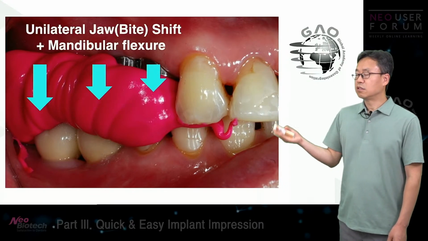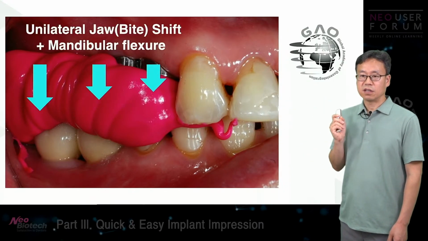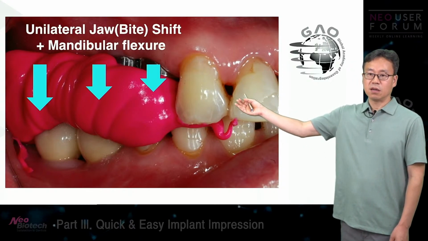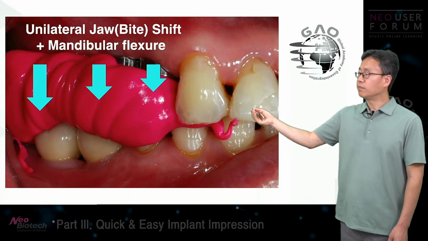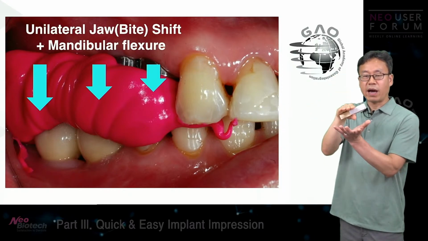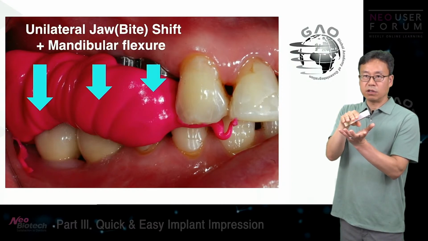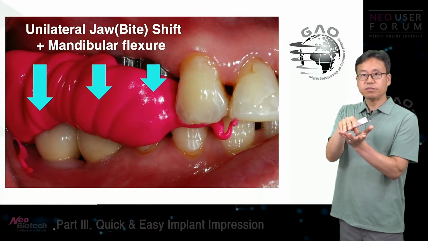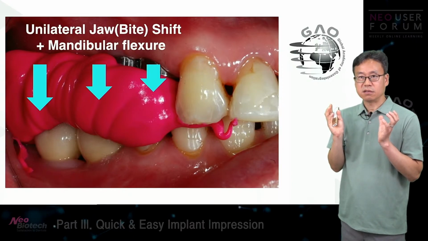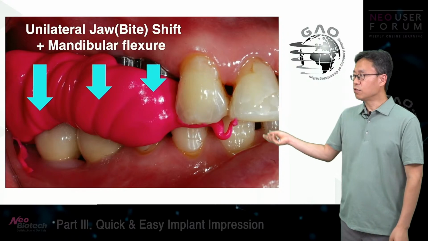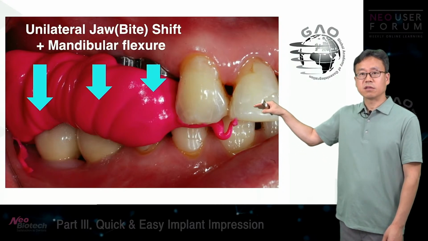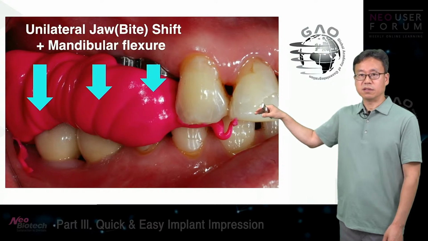Plus, the jaw can shift in a case like this, the unilaterally missing posterior cases. The jaw can shift during biting on that registration material, and the mandible flexes. So that's also why we get errors from the bite procedure itself.